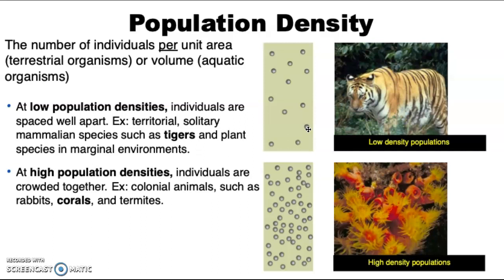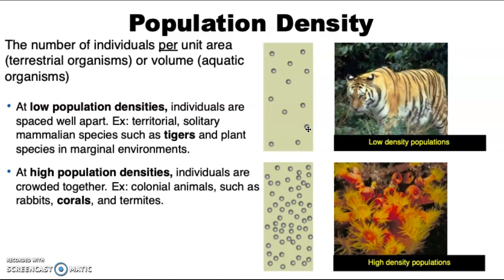And then for plants, it could be in a marginal environment. So if margin, you want to think about the edges, and edges typically have less resources. There's usually more disruption to that environment. So if there are fewer resources, you're going to have fewer organisms in that area.